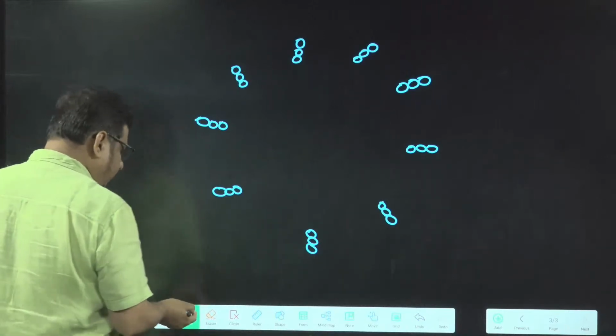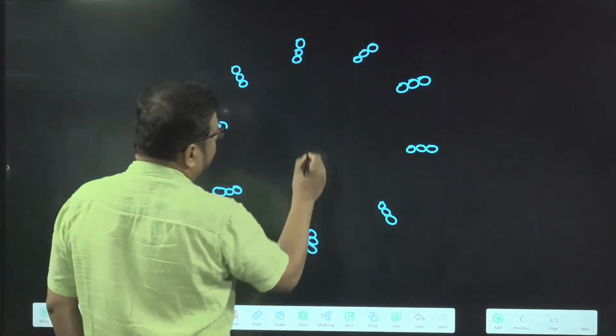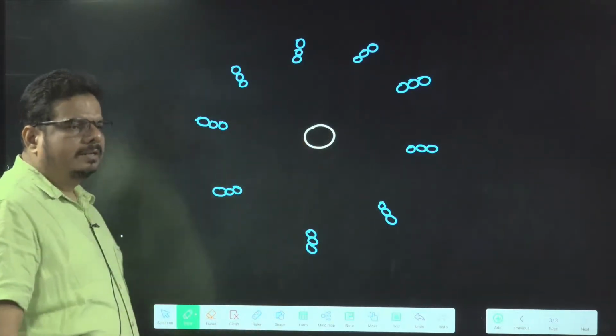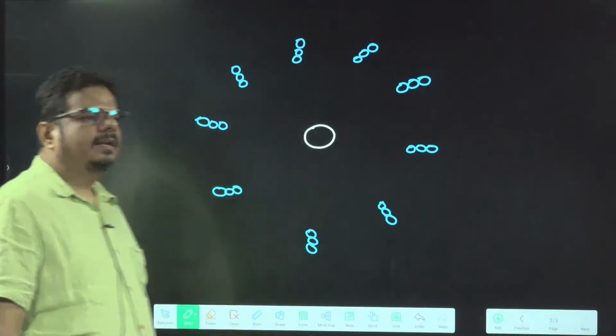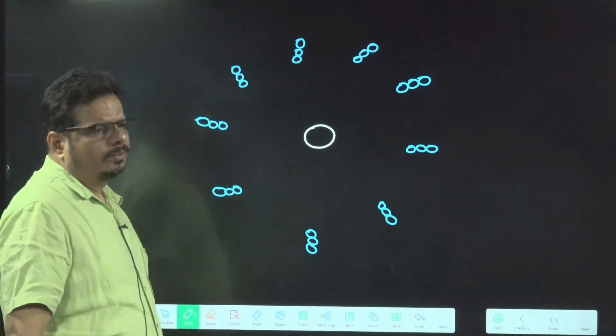Now what happened? In the center, there is a central hub present. It is made up of protein. It is a central hub. Got the idea? It is proteinaceous, not made up of microtubule.